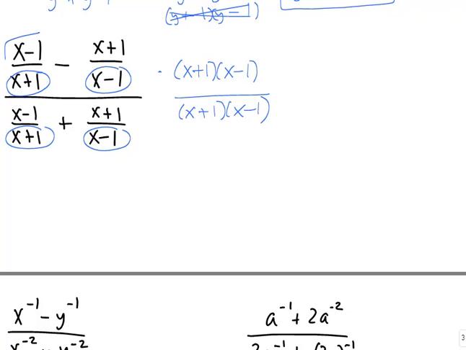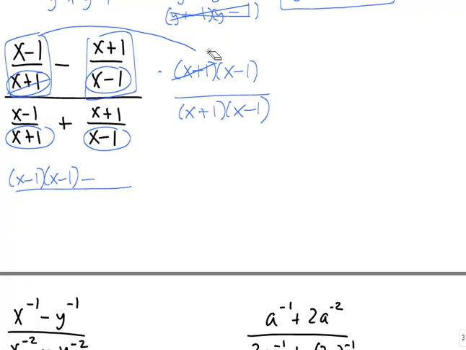So if I take this first fraction times that common denominator, the x plus 1 in the denominator cancels with this x plus 1 over here, so all we have left is the x minus 1 on top times the x minus 1 from the common denominator. Okay, then we have our minus. If we go to our second fraction over here, and we do the same thing, this time the x minus 1 cancels, and we have x plus 1 times x plus 1. No more fractions in our denominator.